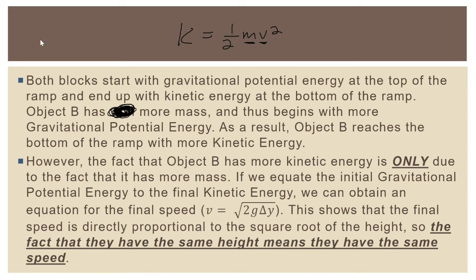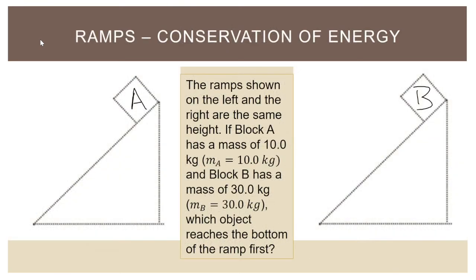All right, moving on, let's take a look at another question before we get to this rotation stuff. Obviously here we've got the same setup, but now the prompt says the ramps shown on the left and the right are the same height. Block A has a mass of 10, block B has a mass of 30. Which object reaches the bottom of the ramp first? Now, I think you know the answer to this. I would imagine you do. But I want you to think about what the proper way to explain this is.